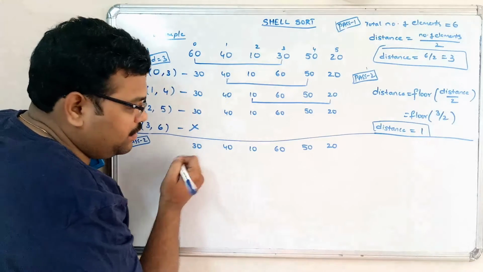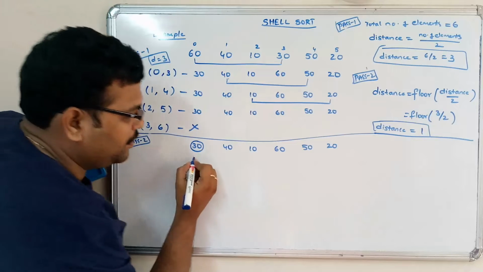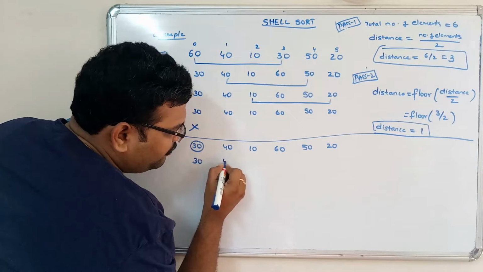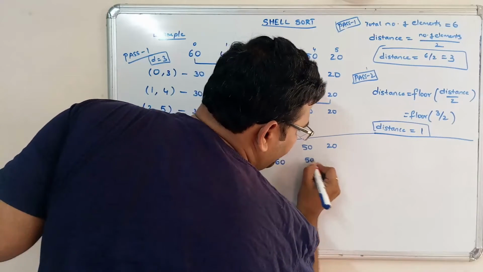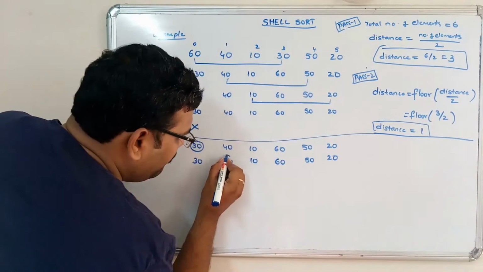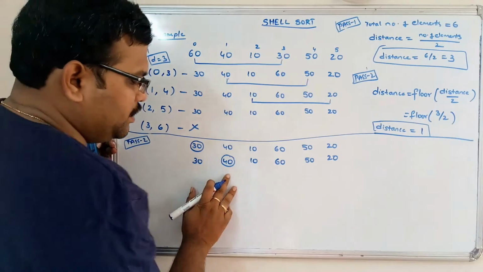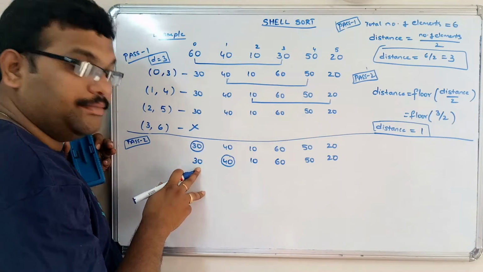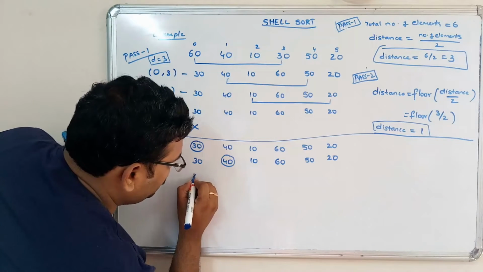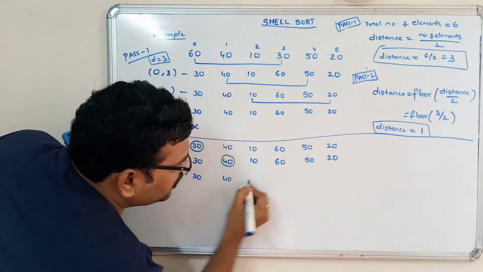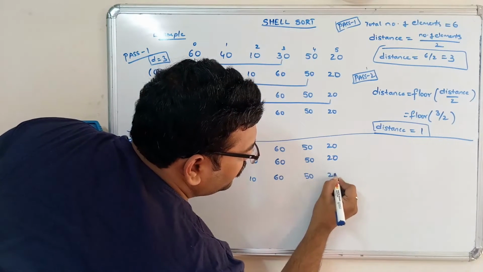First this is compared. So it will be 30, 40, 10, 60, 50 and 20. Now compare element 40. So 40 is compared with 30. Yes, true. So 30, 40, 10, 60, 50, 20.